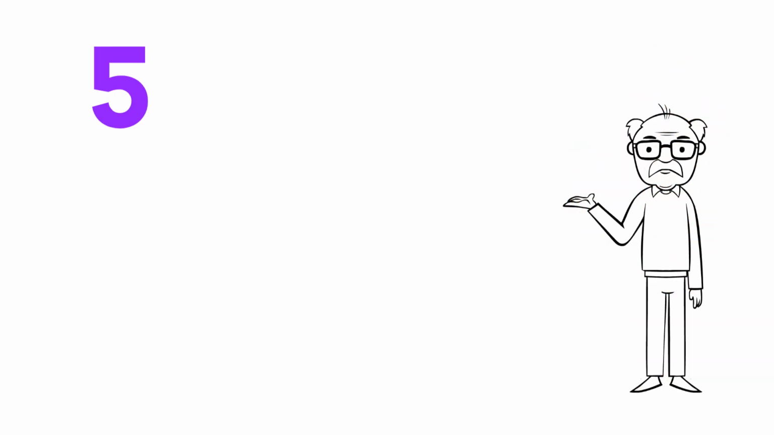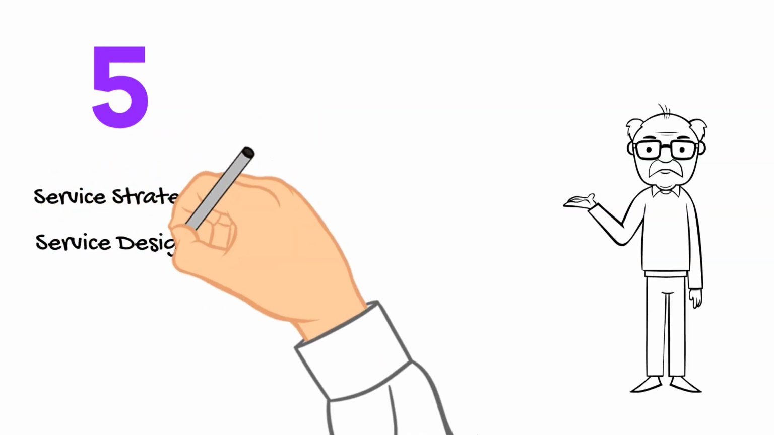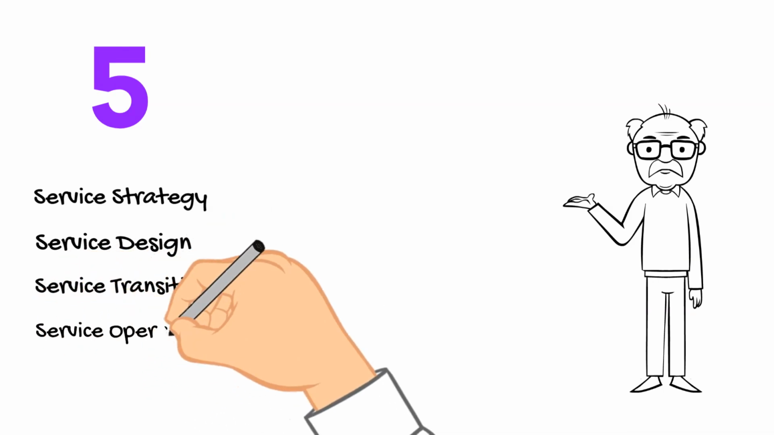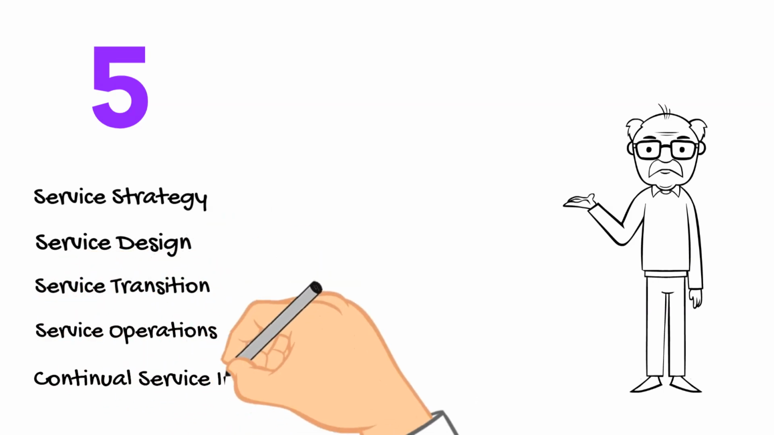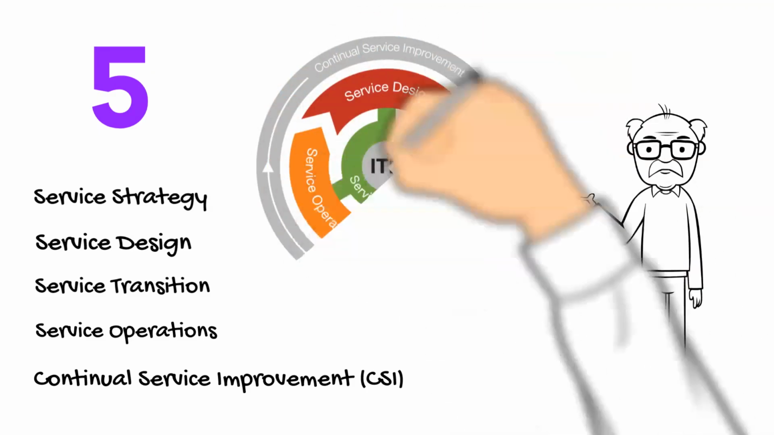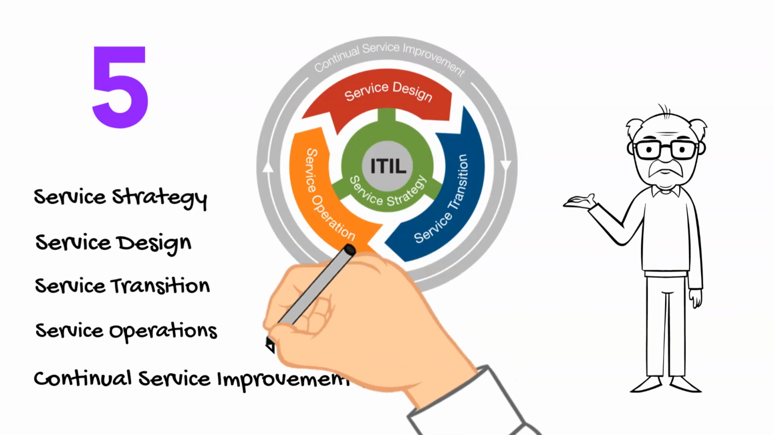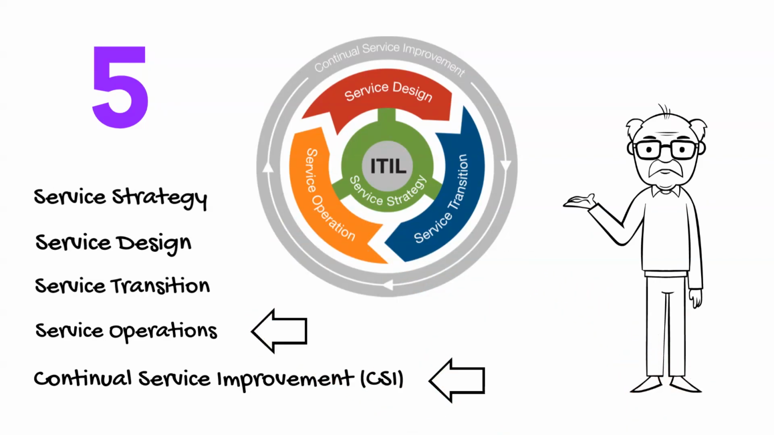There are 5 core streams that underpin ITIL as a framework. They are service strategy, service design, service transition, service operations, and continual service improvement. Today, I'm only going to discuss 2 of those 5 streams and their relationship to the service desk: service operations and CSI.